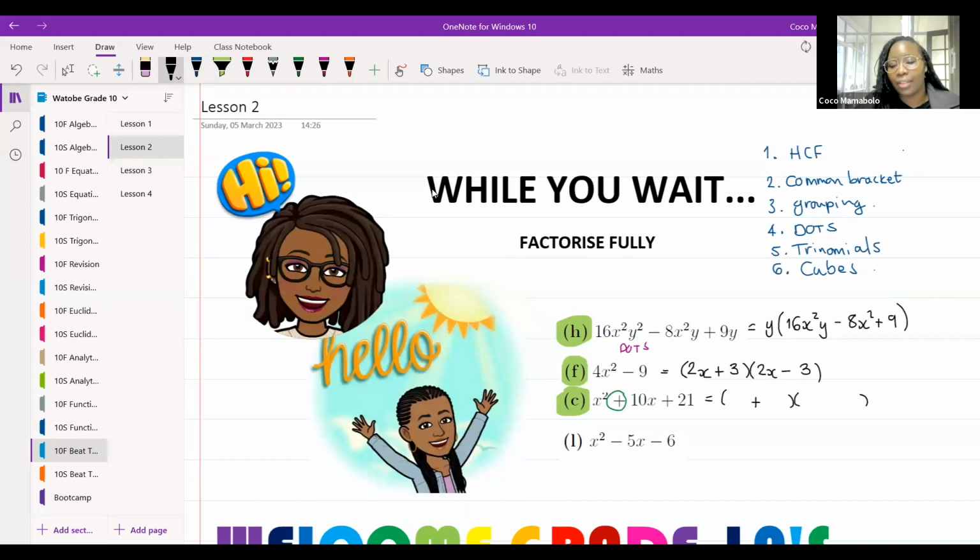Yes, Kutle says, at school, we call it a difference of 2 squares. That's true. So all we did, Kutle, is we shortened difference of 2 squares to dots. Does that make sense? Difference of 2 squares, dots.